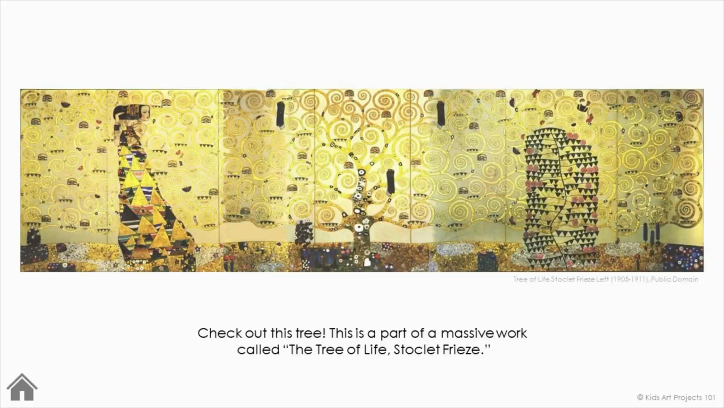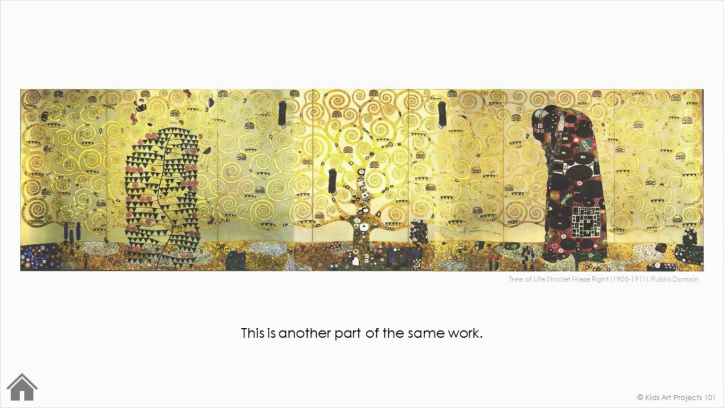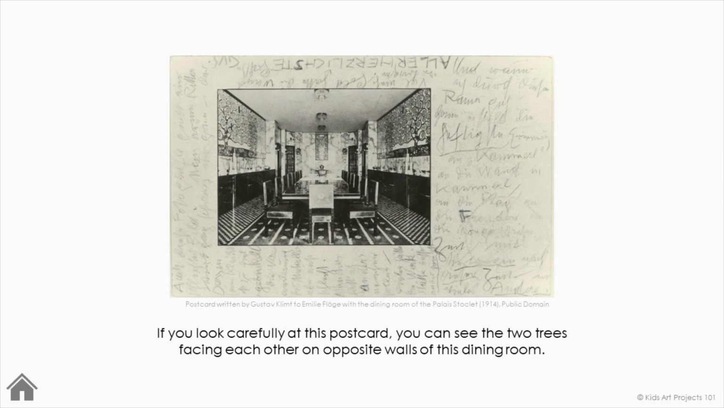Check out this tree. This is part of a massive work called the Tree of Life Stoclet Frieze. This is another part of the same work. If you look carefully at this postcard, you can see the two trees facing each other on opposite walls of this dining room. Can you see them?